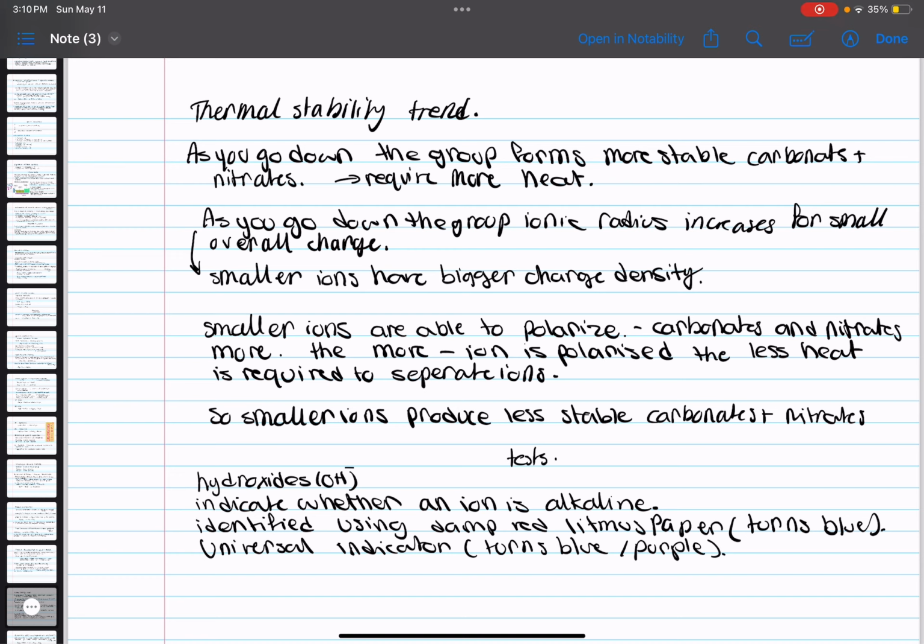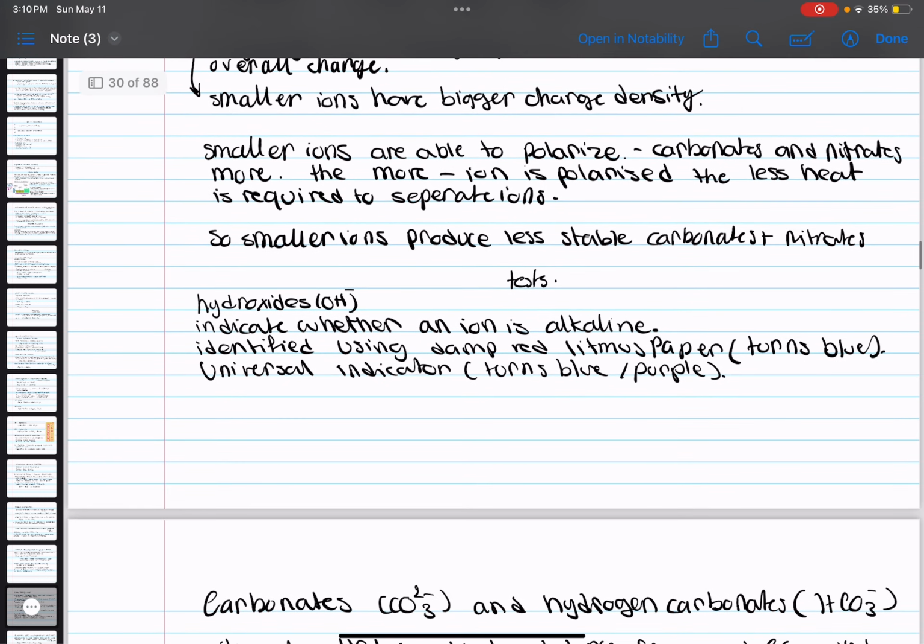As you go down the group, ionic radius increases for a small overall change, so smaller ions have bigger charge density. Smaller ions are able to polarize carbonates and nitrates more, so the more the ion is polarized, the less heat is required to separate the ion. So smaller ions produce less stable carbonates and less stable nitrates.